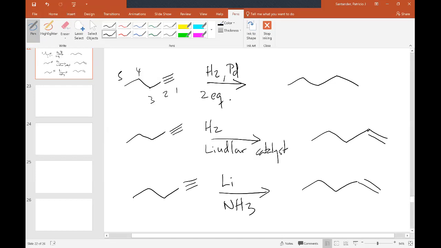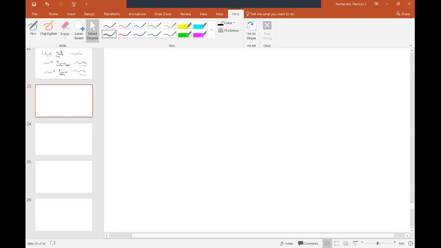So at this point you may say, hey, but what is the deal? We are getting the same product with hydrogen and Lindlar or with lithium in ammonia. So what is the big deal in having those two different methods? The big deal will come when we have an internal alkyne. So let's illustrate that in the next slide here. So how about if you have here an alkyne that is internal?